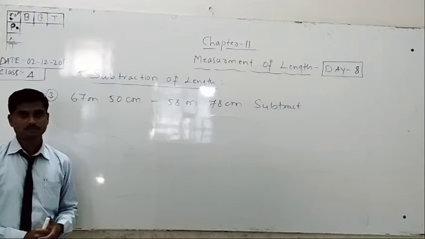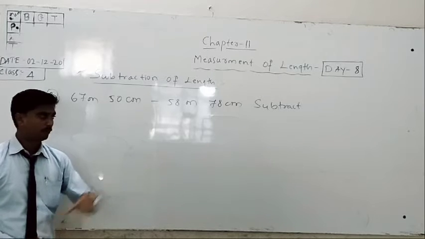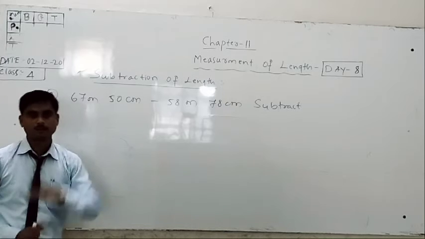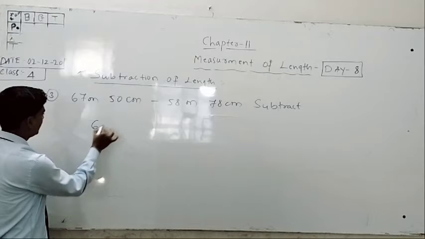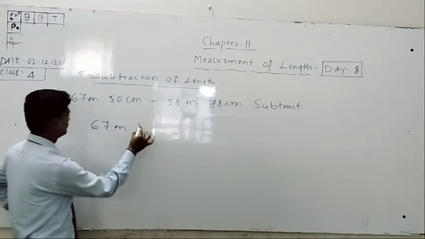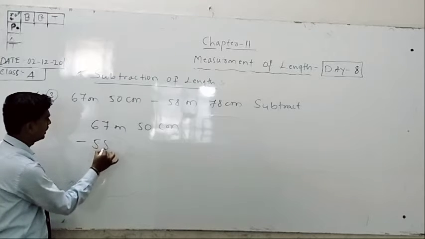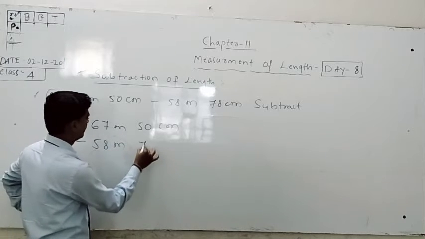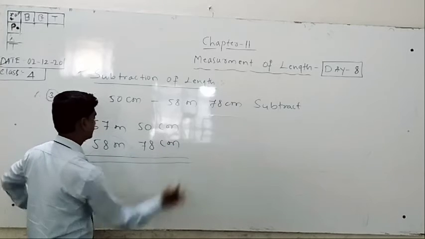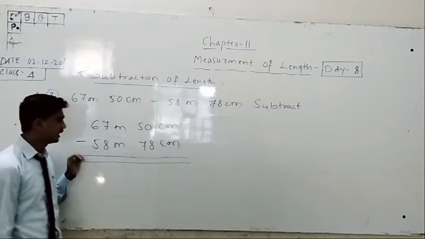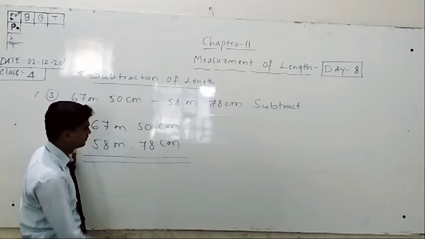meter from meter, then centimeter from centimeter. Understand? Meter from meter, then centimeter from centimeter. First of all, you should write properly: 67 meter 50 centimeter minus 58 meter 78 centimeter. Yes. Then centimeter from centimeter you have to subtract.